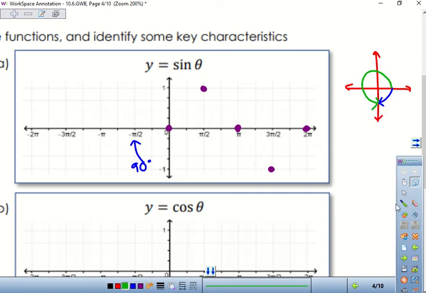So this actually has the same value as 270, which is 3 pi over 2. So for that... I'm sorry, negative pi over 2 is equivalent to negative 90 degrees? Correct. That's radians to degrees. So that's negative pi over 2.